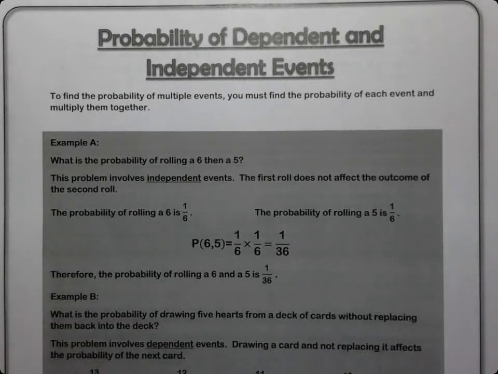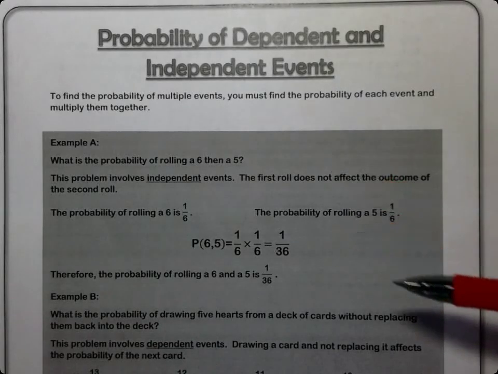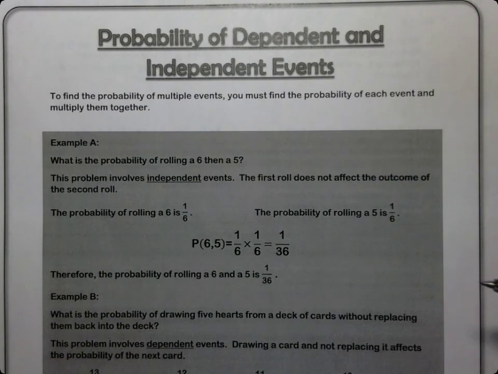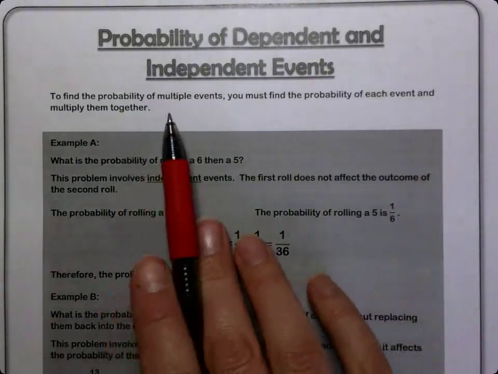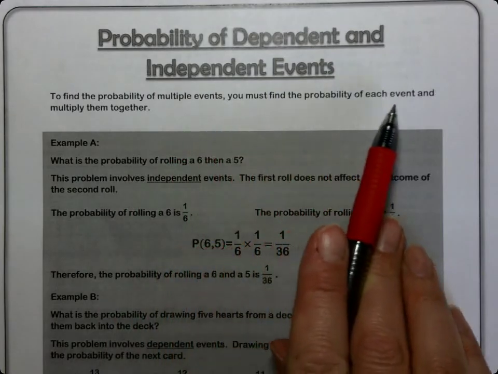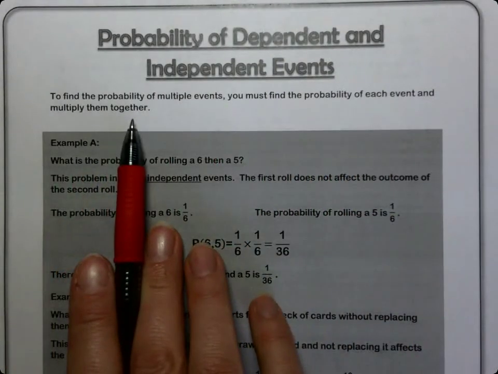So there's not a lot to do on the front because it is just basically a lesson to show us. So I do want you to think about it and listen to what we're saying. To find the probability of multiple events, you must find the probability of each event and then multiply them together.